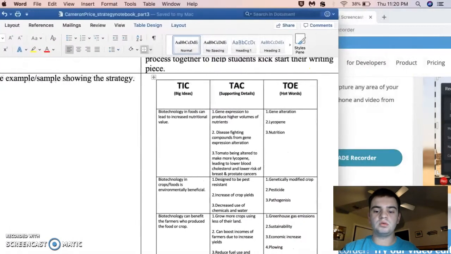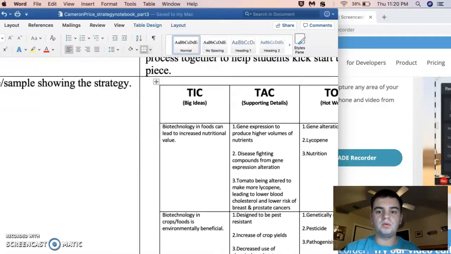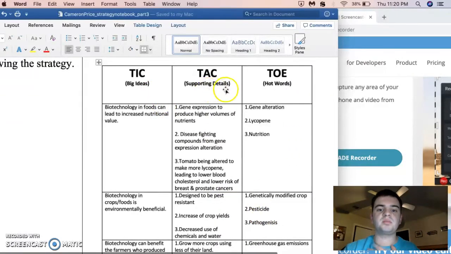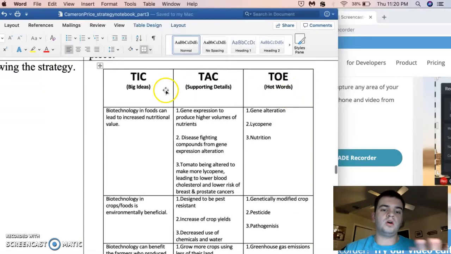Here's kind of a made-up example. I'll zoom in on it a little bit. Once again, you have TIC, which are the ideas, TAC, supporting details, and TOE, hot words. So I'll just go over one of each really. TIC, a big idea. So one paragraph, or one big idea you might have about the prompt, is that biotechnology in crops and foods is environmentally beneficial. So you write that under the TIC. And then under the TAC column, some supporting details for it being environmentally beneficial are that it increases crop yields, there's less chemical and water usage, and it's used to resist pests.